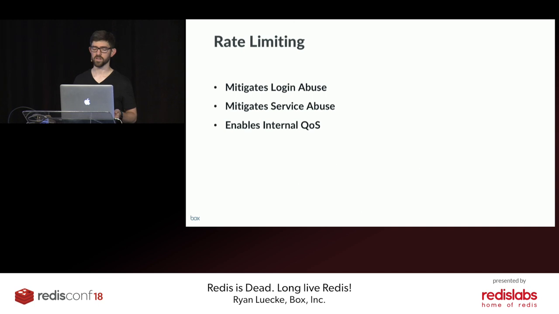And lastly, you can enable internal quality of service. If you have microservices that are doing actions on behalf of a user or enterprise, they're talking to a resource that's expensive, like a database. And you want to protect the experience for every user and every enterprise. If there's one really busy user or enterprise, you need to be able to rate limit them to protect that backend database so that you can have internal quality of service for all of your microservices.